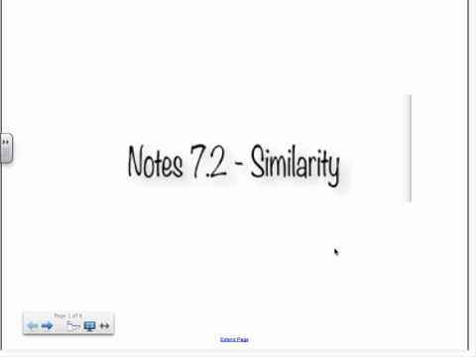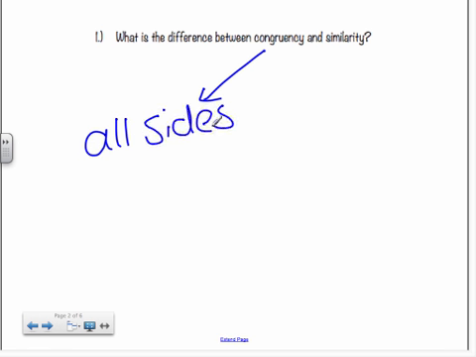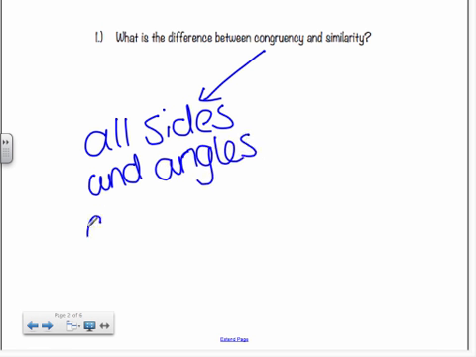All right, this lesson is on similarity and what it means for figures to be similar. So before we do that, we should talk about the difference between congruency and similarity. If two things are congruent, it means that they are the same size and the same shape. And the key piece right here is that all sides and all angles are congruent, are the same, are equal. So all sides and all angles are equal.